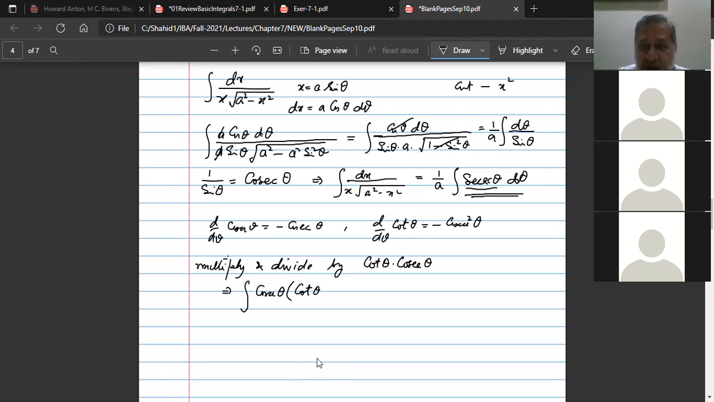Not exactly this. Plus, upon cot theta plus cosecant theta d theta. And then I observe that the numerator is a special form. Cosecant into cosecant is cosecant square theta. Cosecant into cotangent.